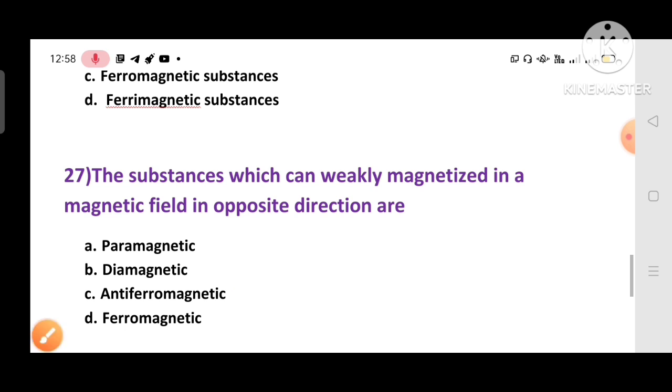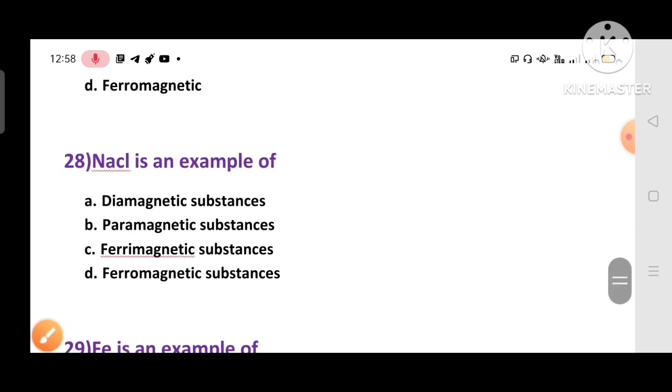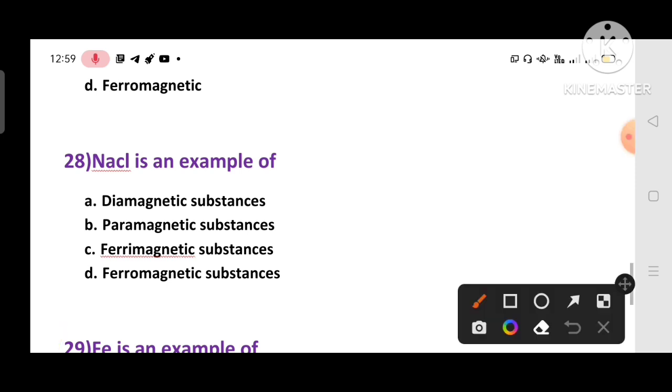Next question. NaCl is an example of option A, diamagnetic substances, option B, paramagnetic substances, option C, ferrimagnetic substances, option D, ferromagnetic substances, and the right answer is option A, diamagnetic substances.